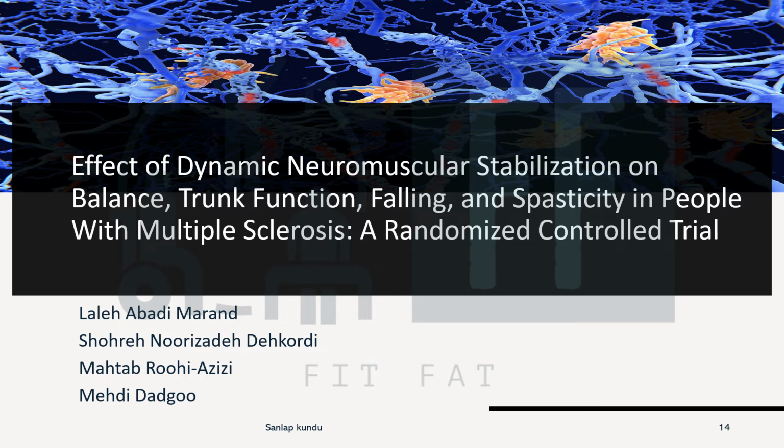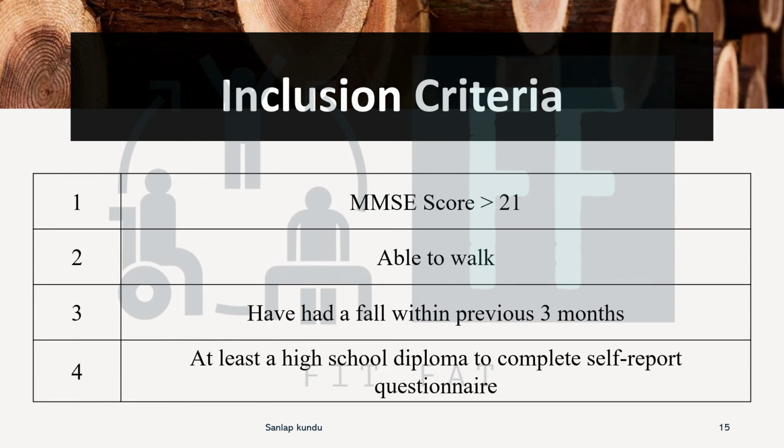Let me show you an example of inclusion and exclusion criteria from a study. For this, I have chosen a study checking the efficacy of DNS on balance, trunk function, falling, and spasticity in multiple sclerosis, which is the target population. It is a randomized controlled trial, or RCT. Here the inclusion criteria show that the patient has to have an MMSE score greater than 21, be able to walk, have had a fall within the previous 3 months, and have at least a high school diploma to complete a self-report questionnaire, which is relevant to the study.